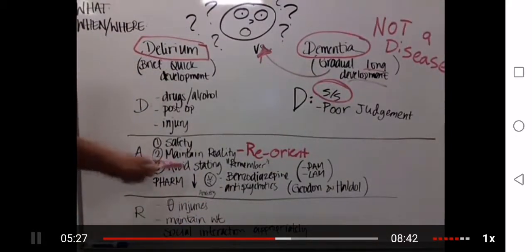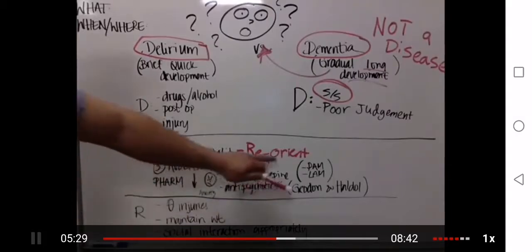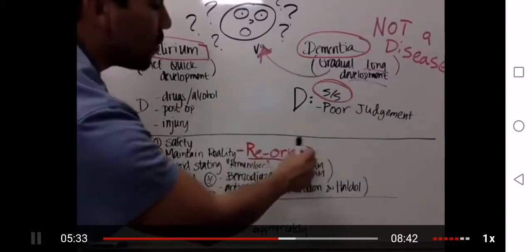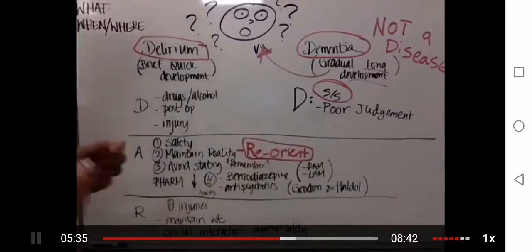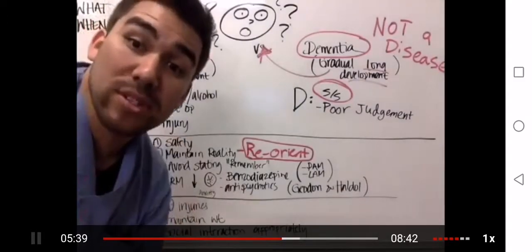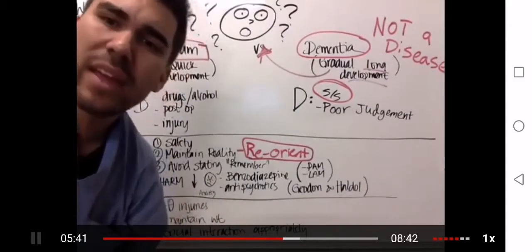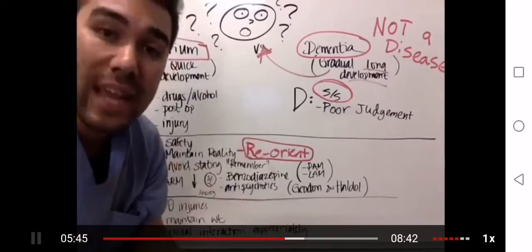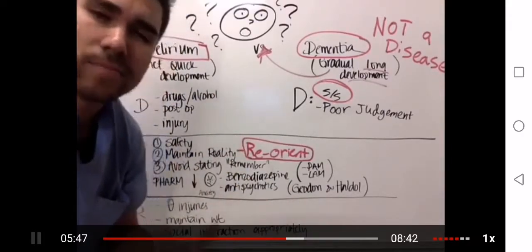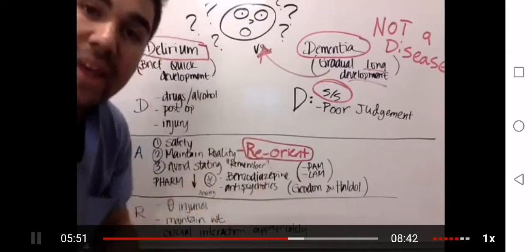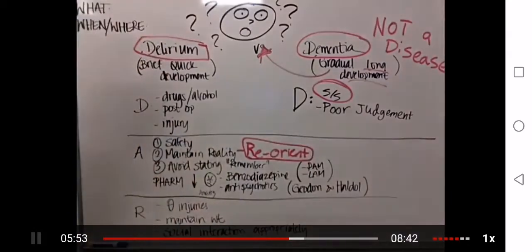Number two, maintain reality. Always reorient your patient. They're going to tell you, hey, my wife is upstairs. Or they're going to start calling out family members who have been deceased for a long time. Hey, my Uncle Sam is upstairs, or my Uncle Sam is in the basement. Let's go see him. And you're like, no, you're in the hospital, sir. Let's go back to bed. Over here, follow me. And you just kind of lead them that way.